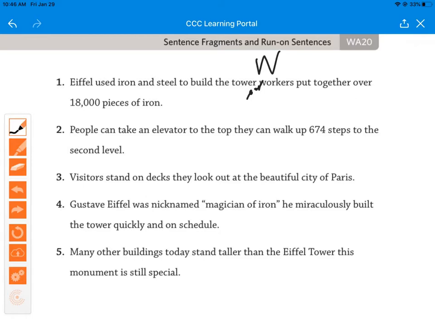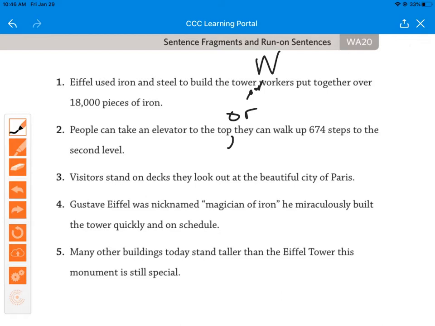Let's read the next one together. People can take an elevator to the top. They can walk up 674 steps to the second level. There are two sentences there. We could combine them using a conjunction. People can take an elevator to the top, comma, or they can walk up 674 steps to the second level.